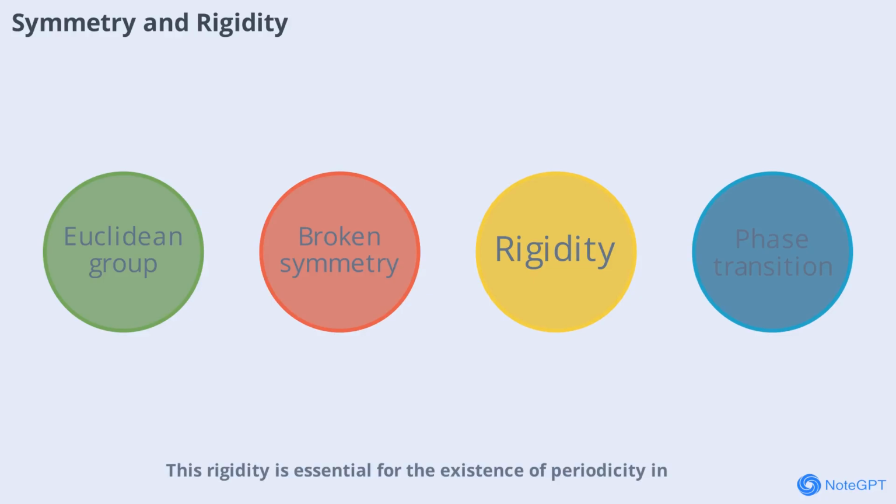This rigidity is essential for the existence of periodicity in solids and is characterized by elastic constants that resist thermal fluctuations. The water-to-ice transition is a classic example. At high temperatures, water is isotropic and homogeneous, but as it cools, potential energy dominates and a rigid crystalline state emerges. This broken symmetry phase is what gives solids their unique mechanical properties.